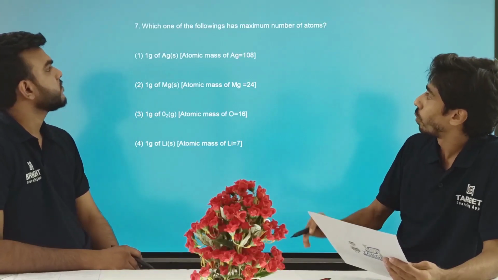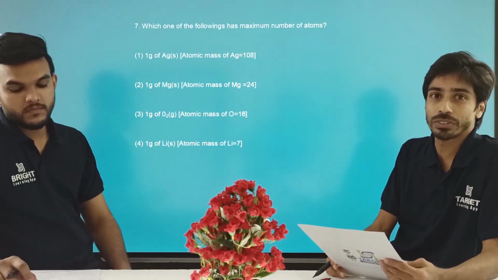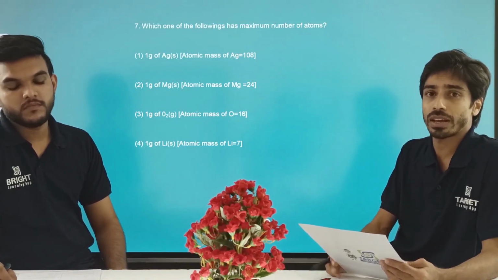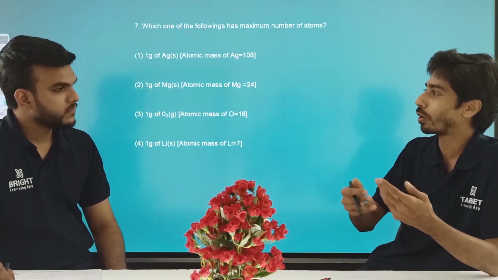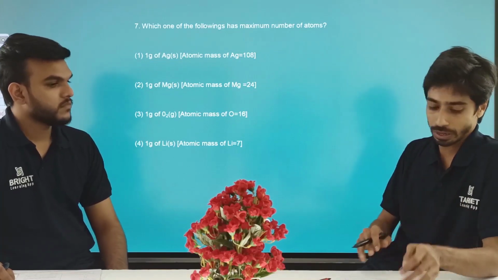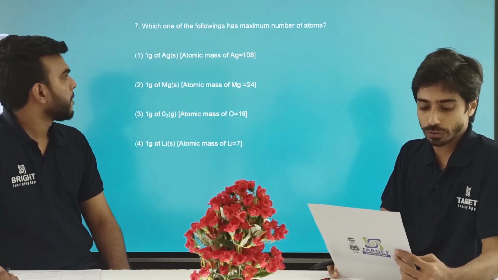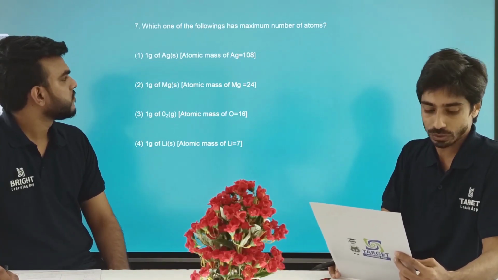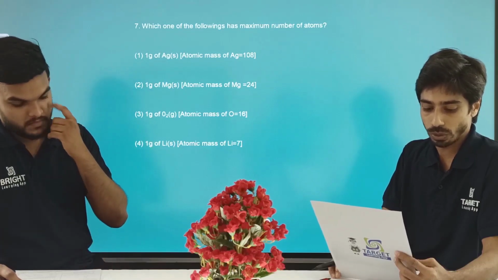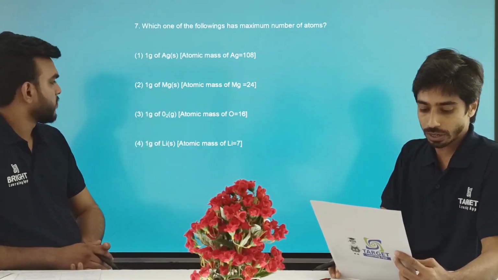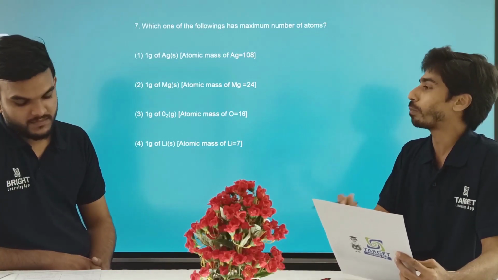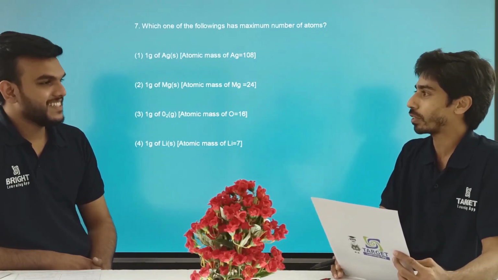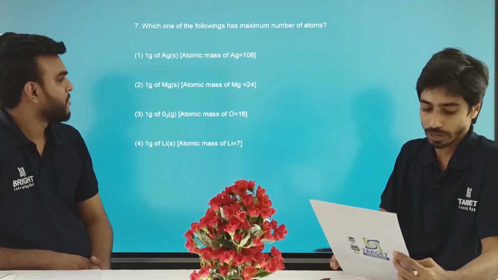So it's a question from basic concepts of chemistry. All the students know how to calculate the number of atoms, number of molecules, and the interconversion of mole, volume and weight in grams. The question is: which of the following has the maximum number of atoms? They have provided 1 gram of silver, 1 gram of magnesium, 1 gram of O2 and 1 gram of lithium, and they have provided the atomic masses also. So it's a very direct question.